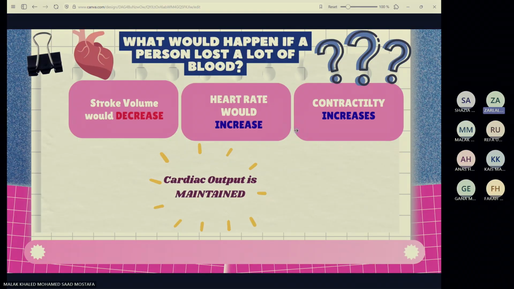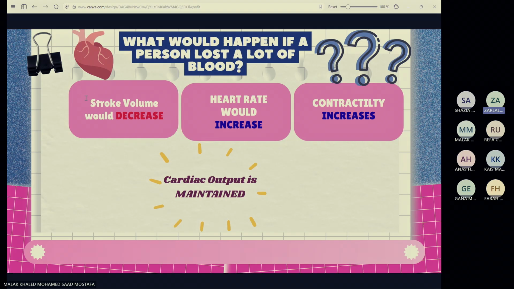Okay, so imagine that someone got into an accident and they're losing a lot of blood. Now we want cardiac output to be maintained, right? How will we do that? If he's losing a lot of blood, that means not a lot of blood will be returning to the heart, and not a lot of blood will be pumped out. So stroke volume will automatically decrease, right? So in the formula of cardiac output, if stroke volume is decreased, how would we increase the cardiac output?